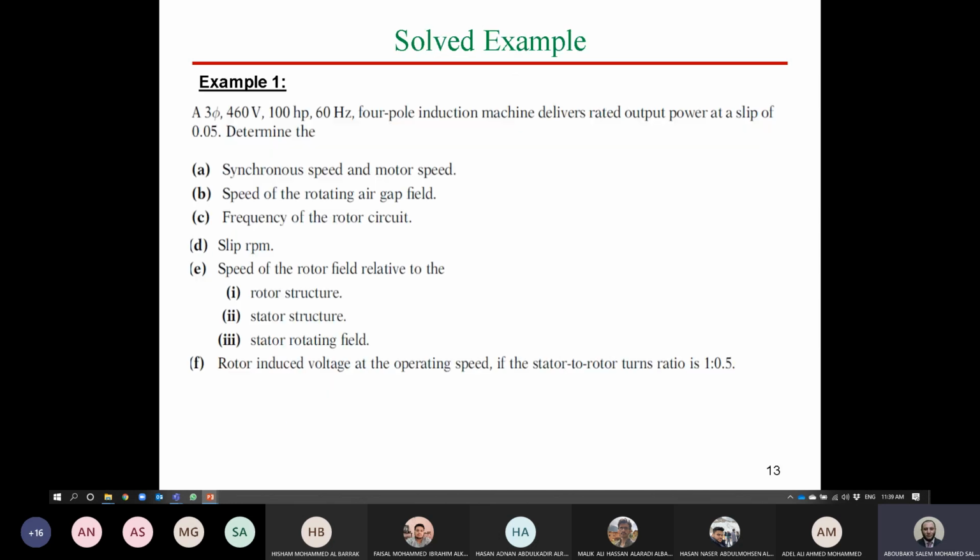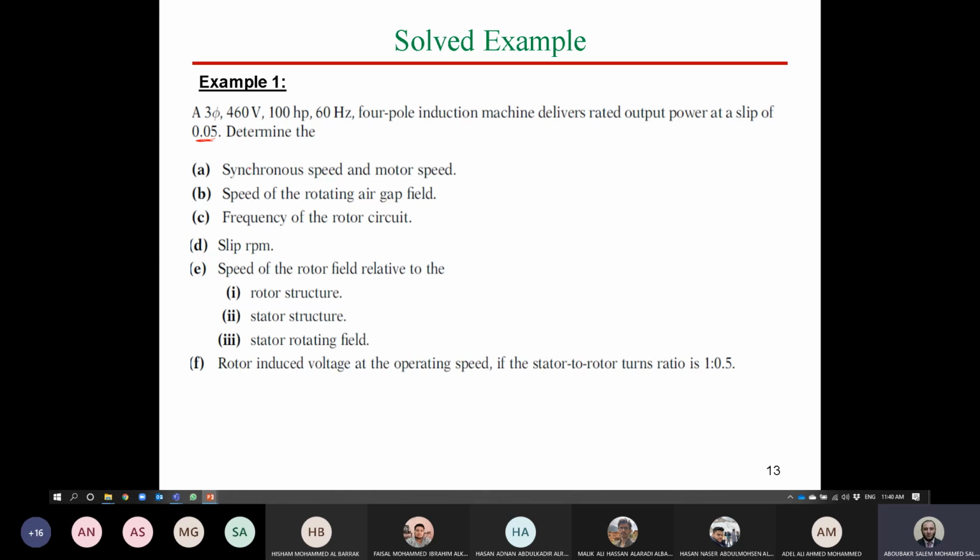Right. Why do we need that? We need that in order to make an equivalent circuit. But firstly, let's have a very fast example here, just to refresh your knowledge. Here we have a 460 volt, 100 horsepower, 60 hertz, 4 poles induction motor, delivering rated output power at a slip of 0.05. So this is slip, guys, always.